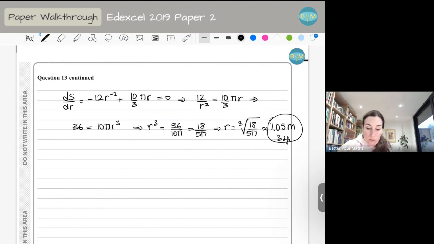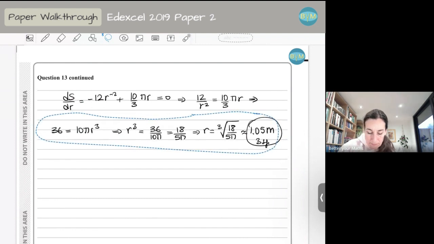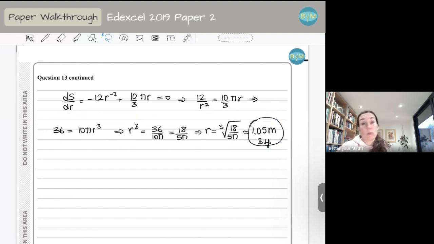They don't ask you in this question, but you should check that this radius is giving you a minimum and not a maximum. I think that should be in this question. If you look at the mark scheme, they don't do it, but I would always do it because it's 30 seconds and you are going to get the marks in case they expect you to do it.